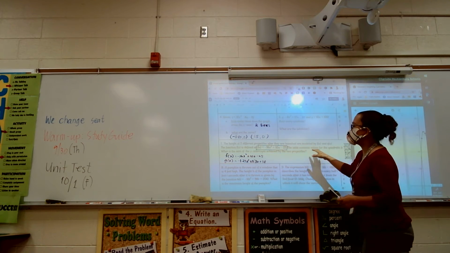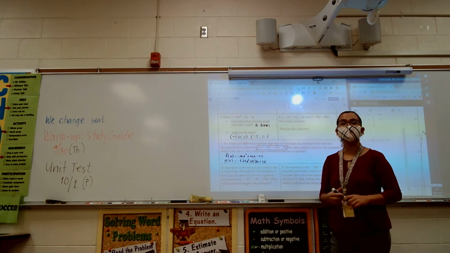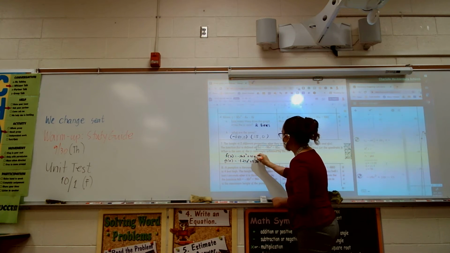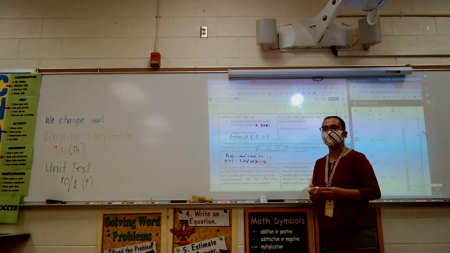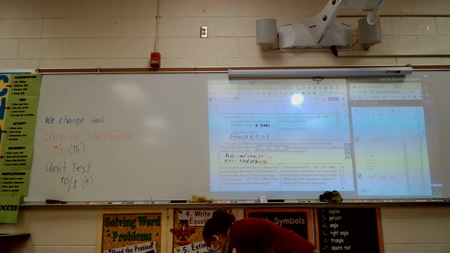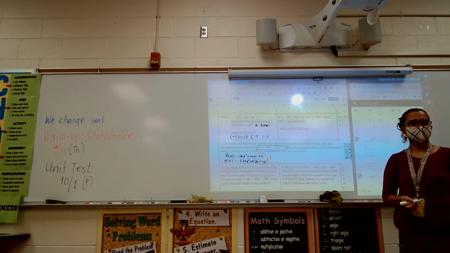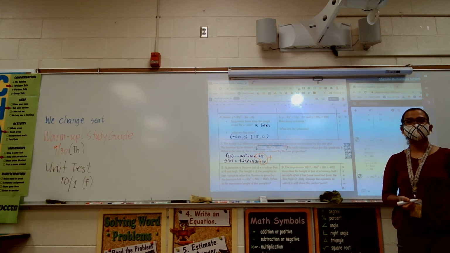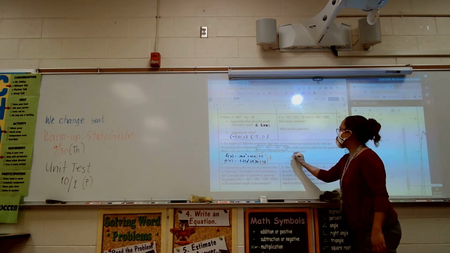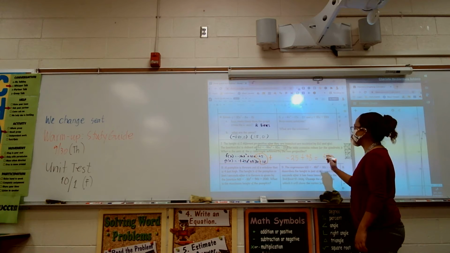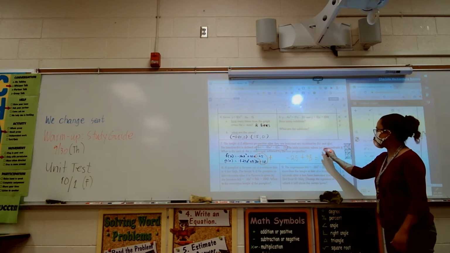It says we need to find the sum of the y-intercept. So if the y-intercept is this one, we just need to add them. What's negative 25 plus 38? 13. That's the answer. You got that part? Again, negative 25 plus 38 is equal to 13. So that's the answer.